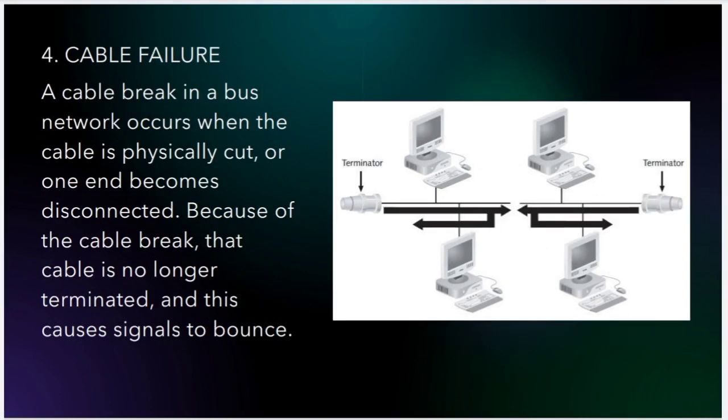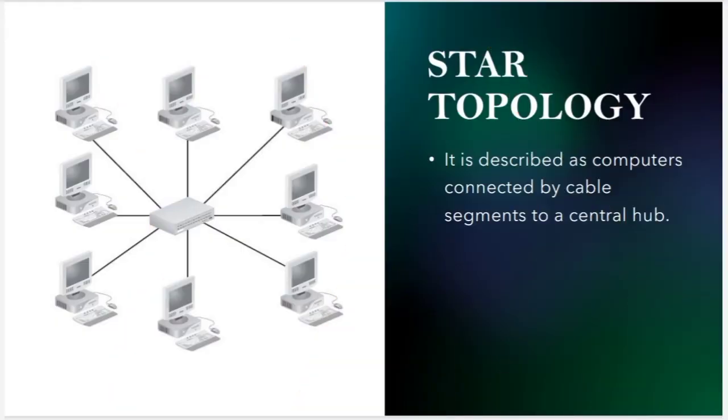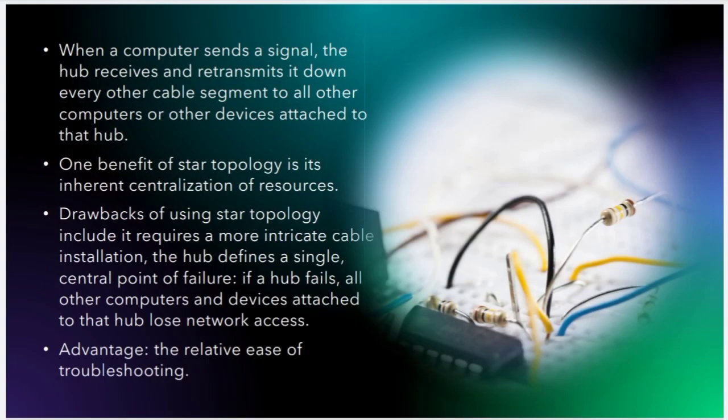Cable failure. A cable break in a bus network occurs when the cable is physically cut, or one end becomes disconnected. Because of the cable break, the cable is no longer terminated and this causes signals to bounce. Star topology. It is described as computers connected by cable segments to a central hub. When a computer sends a signal, the hub receives and retransmits it down every other cable segment to all other computers or other devices attached to that hub.